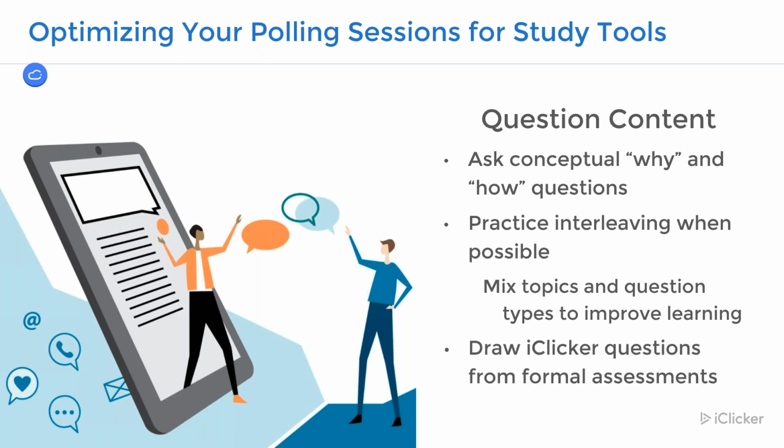And then you want to draw iClicker questions from your formal assessments. This is one of those things that really can be frustrating for students, when there's not a connection between what they're asked on iClicker and what they get asked on quizzes and tests. Because for students, what they think is, okay, I'm having these mini assessments with iClicker. They must be connected to my major assessments in this class. And when there's a breakdown between those two things, the students become very frustrated with both iClicker and their formal assessments.